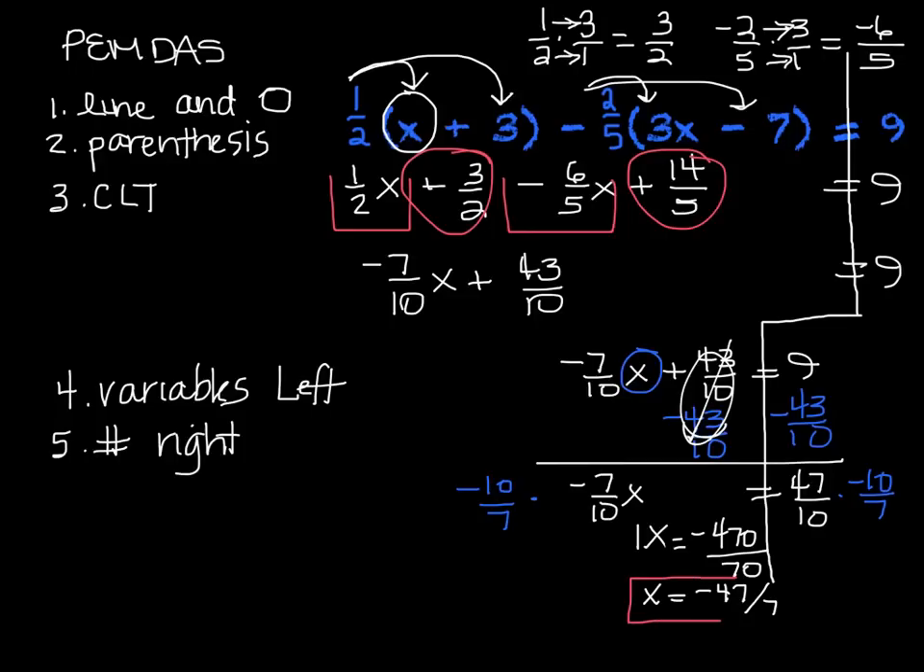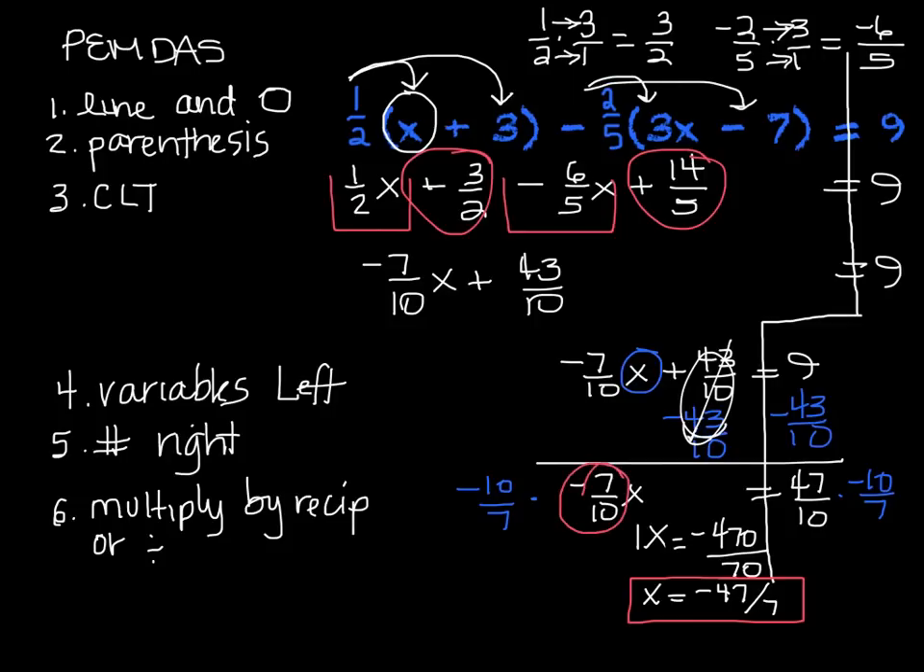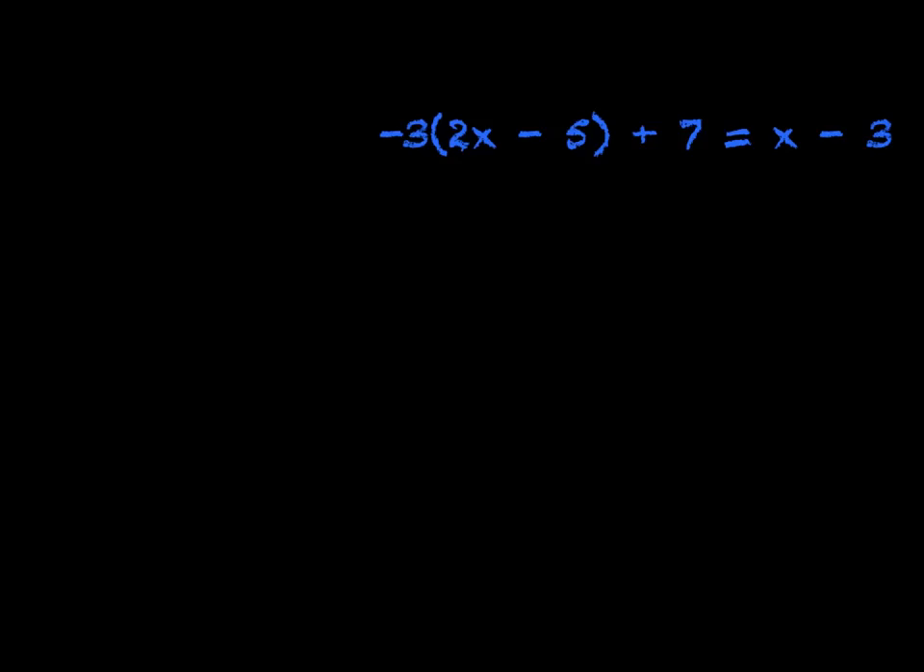Again, we will learn to check these answers in class. And the last thing we want to say is that our last step was to either multiply by the reciprocal or divide, but dividing by a fraction like this would have made that very complicated. So we multiplied by the reciprocal.